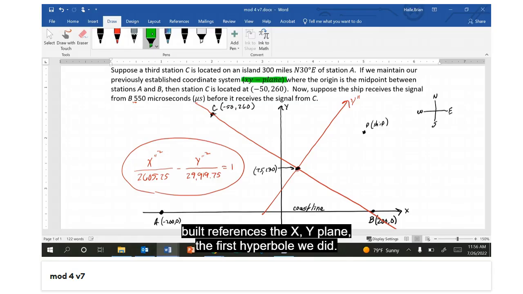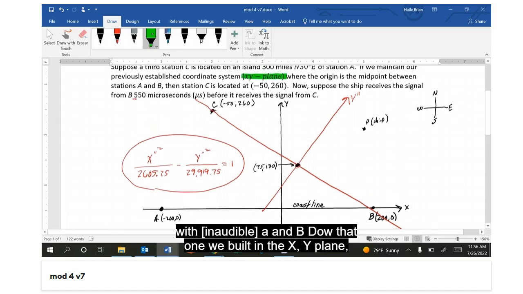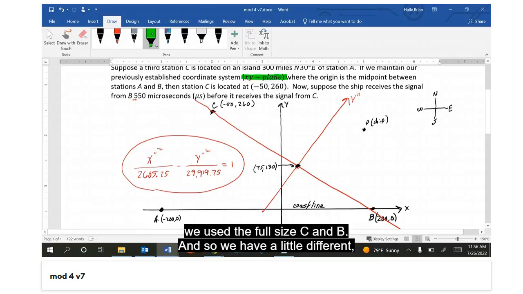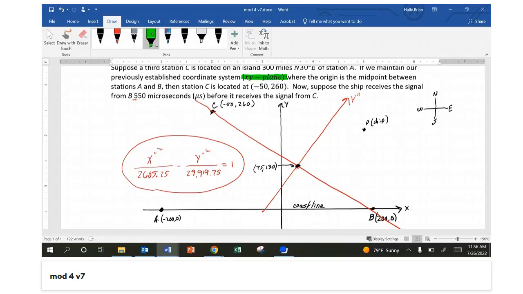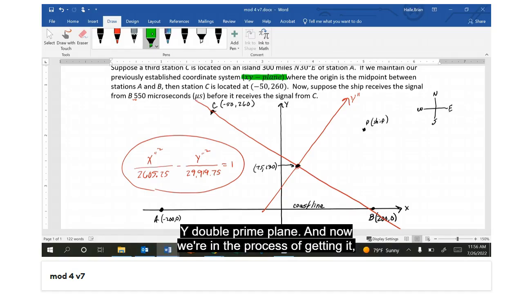The first hyperbola we did, and we'll come back to that eventually, with foci A and B. Now, that one we built in the XY plane, it references the XY plane. This one we used the foci C and B, and so we have a little different. It was easy to build in what we dubbed the X double prime, Y double prime plane, and now we're in the process of getting equations for this same hyperbola, but referenced in the XY plane.